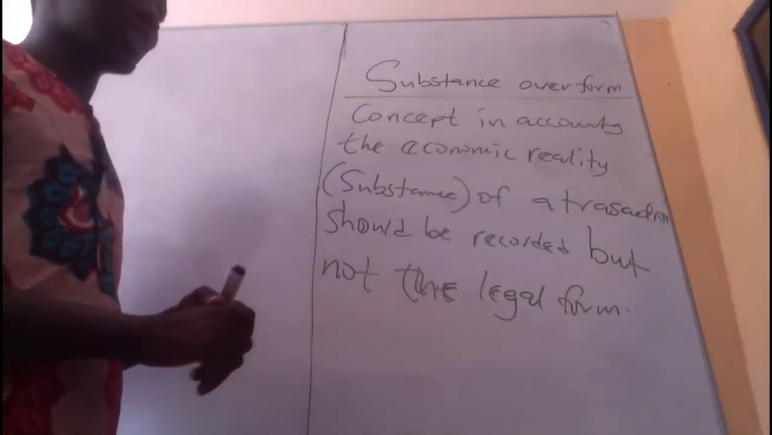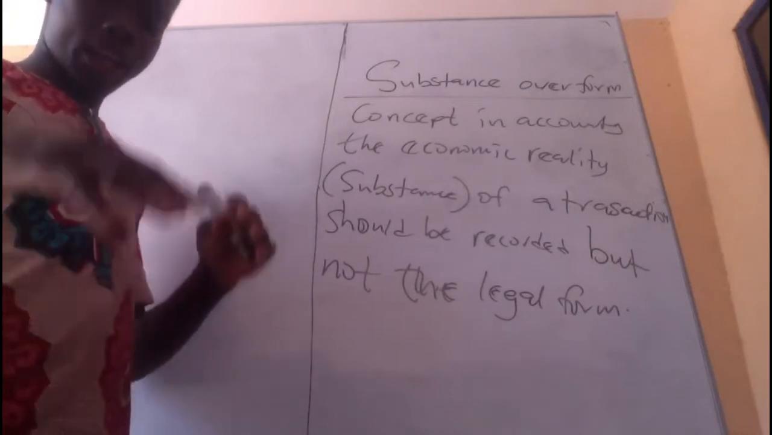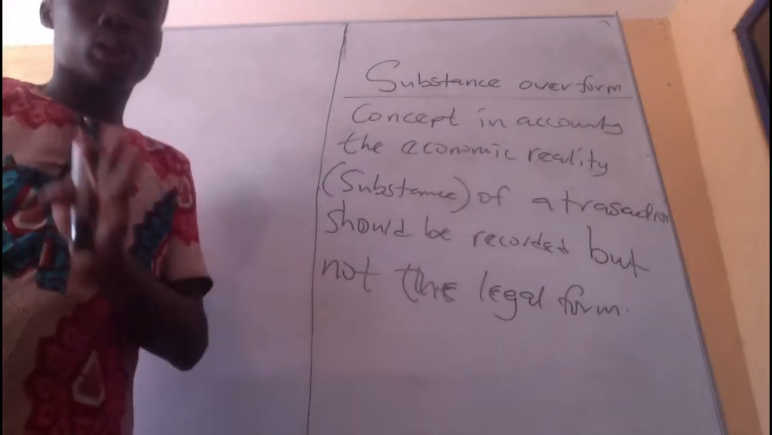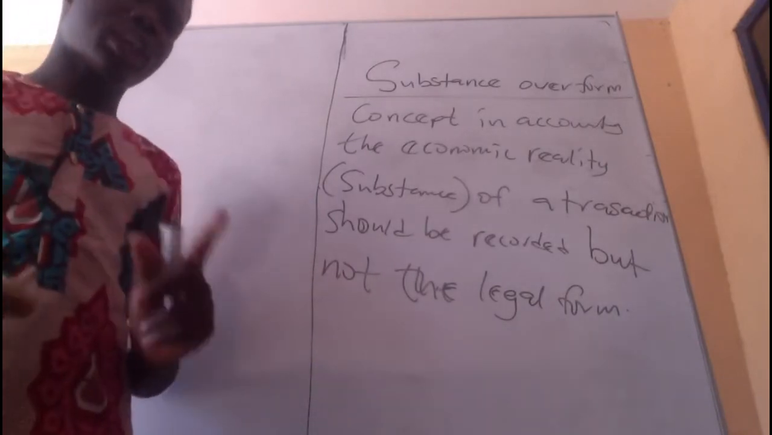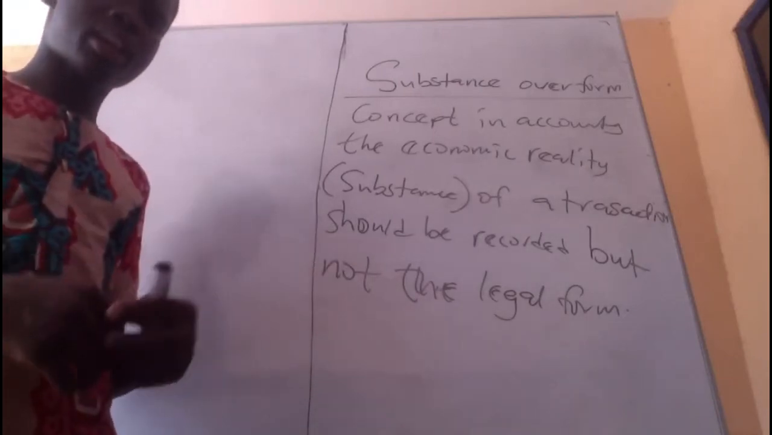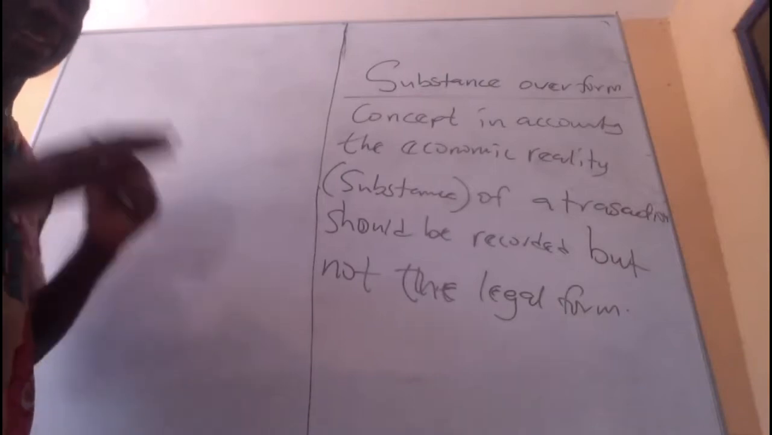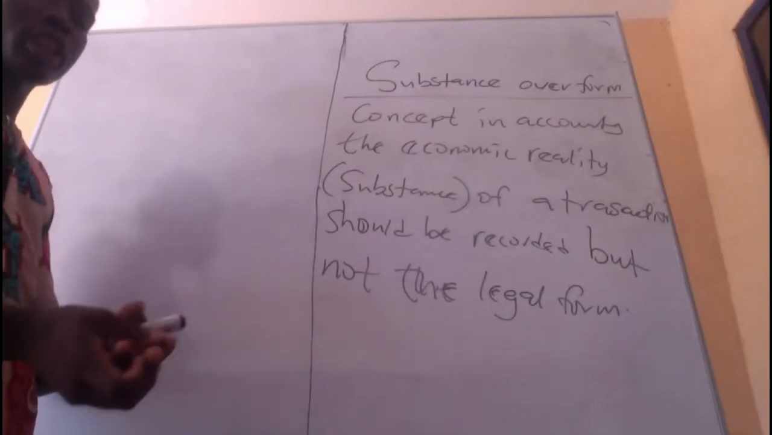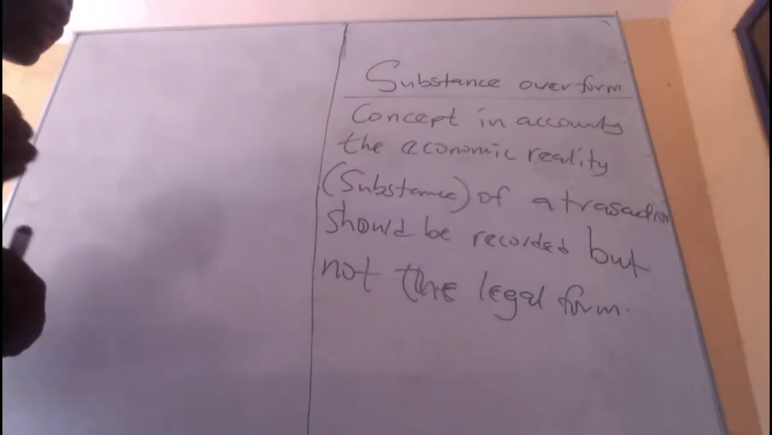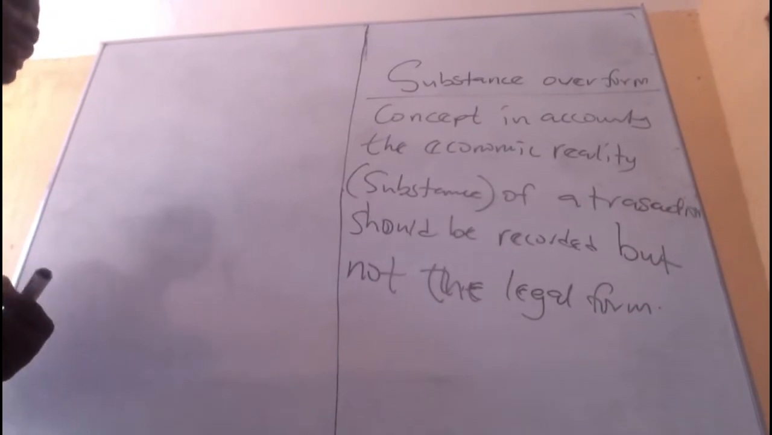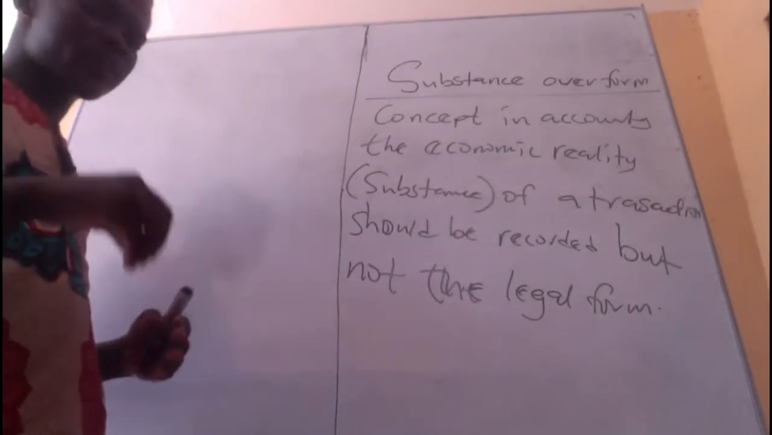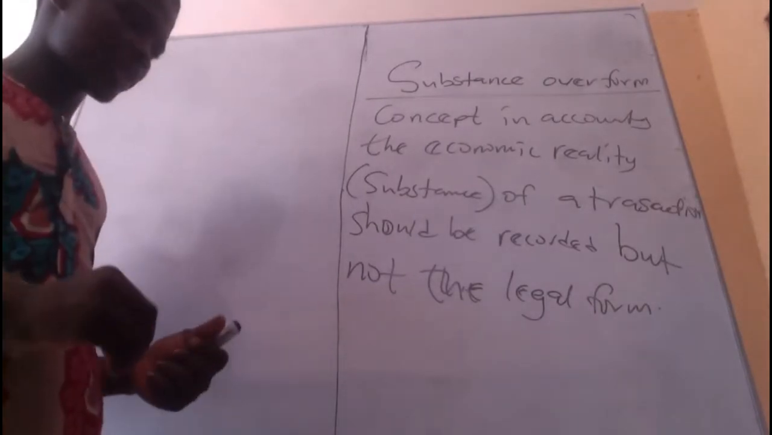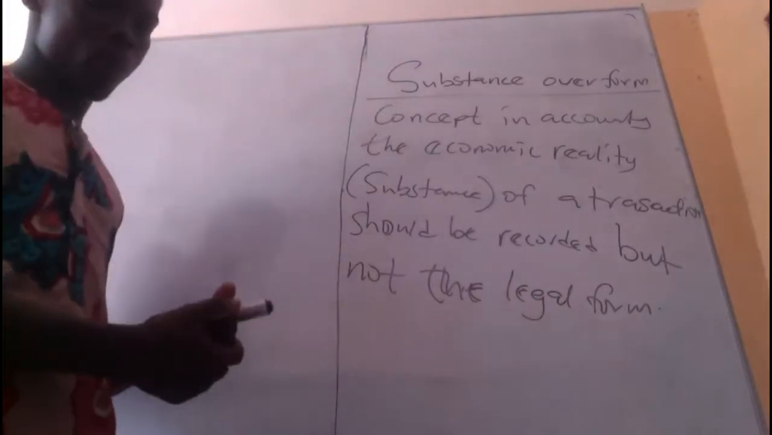So please take note, that's the substance over form. For every accounting transaction, there will be two sides or two forms. When you say two sides, not the double entry, that's debit and credit. Aside from the debit and credit, there are another two forms of every transaction. To report faithfully, the transactions should be recorded in the books at their substance, but not the form.